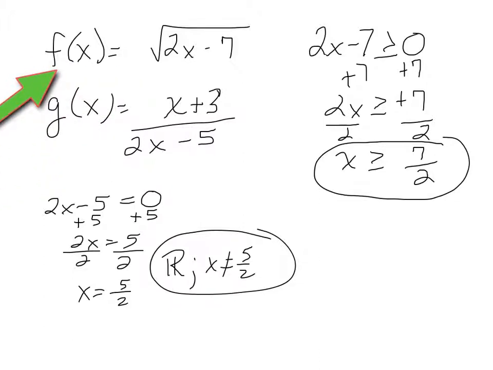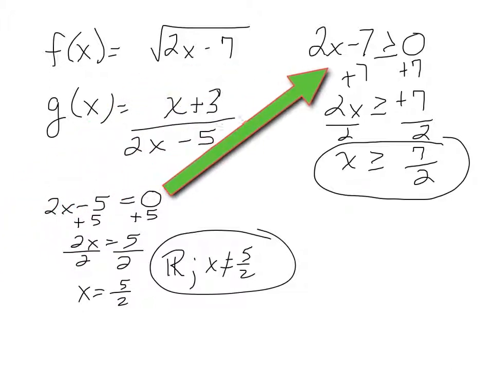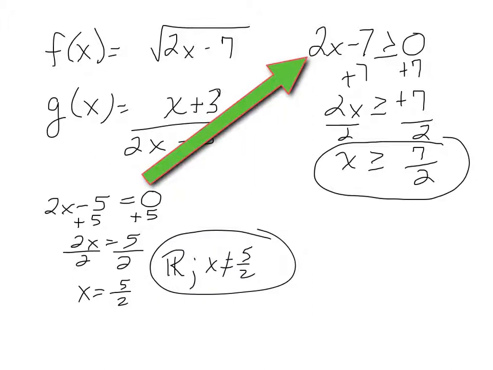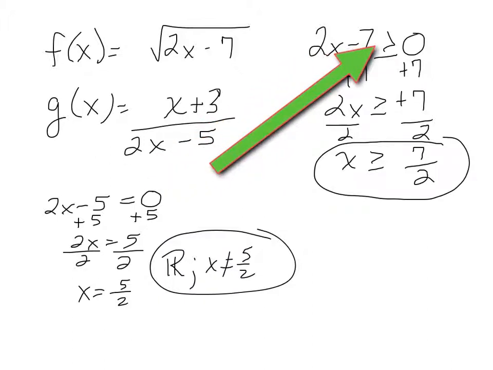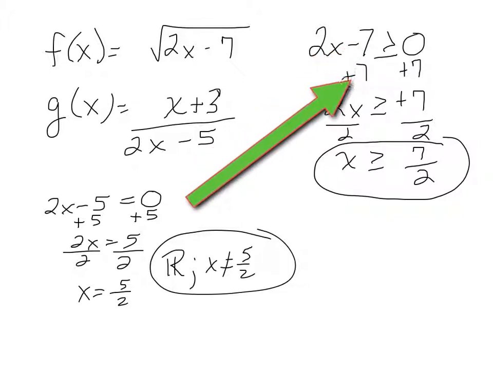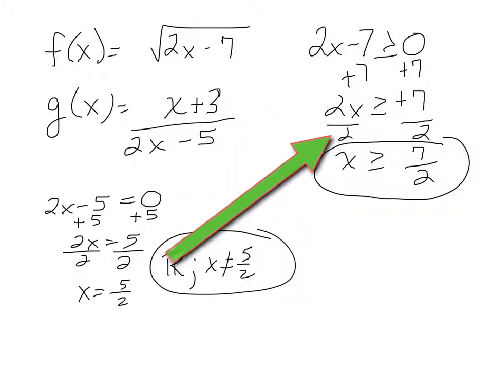So the next thing we did in this slide is I gave you another f function. That one was a square root. And then we practiced with a g function that was a fraction. So over here to the right, you see the solution for that one. We took what was underneath the radical. We set it greater than or equal to 0. And we solved it. So that means always doing the opposite. Add 7 to both sides. Then divide by 2.